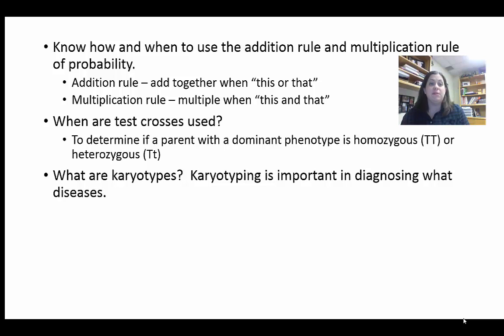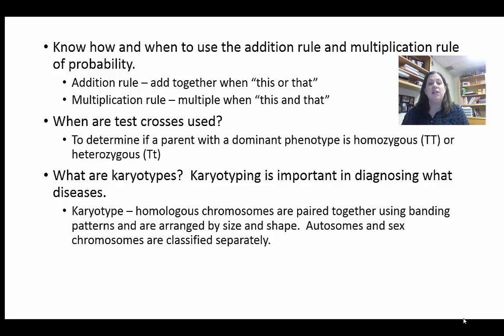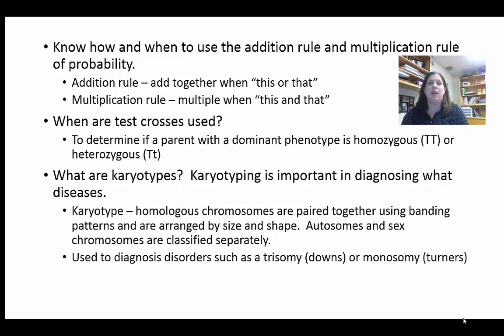What are karyotypes? Well, guys, karyotypes, remember, are important in diagnosing certain diseases. Karyotypes are where the homologous chromosomes are paired together, forming a picture or pattern. Okay, autosomes and sex chromosomes are classified separately, and this allows us to see if there are extra copies or if there's not enough. So something like Down syndrome, if we saw 3 copies of chromosome 21, that lets you know that that child would be diagnosed with Down syndrome. Okay, so it's used to diagnose trisomies or monosomies, like in Turner's where they only have 1 X.